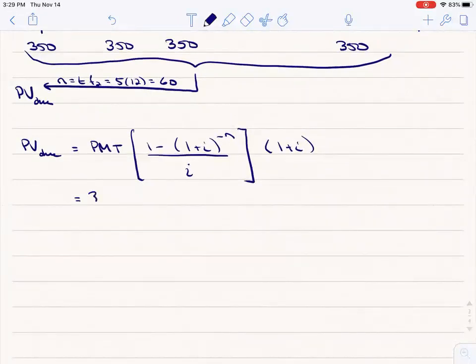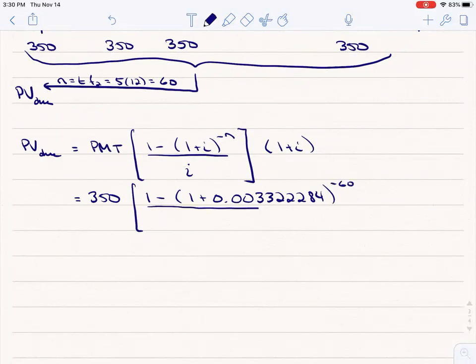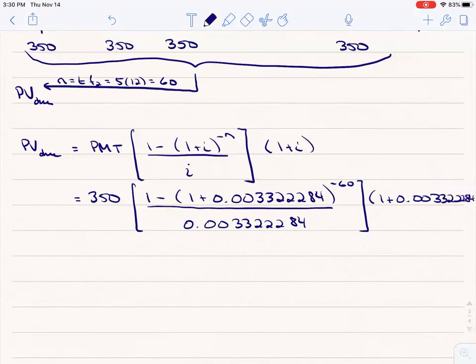So our payment amount is 350 times 1 minus 1 plus 0.0033222284 to the power of negative 60, right? Our n is 60, over 0.0033222284. All times 1 plus 0.0033222284. I ran out of room anyways.